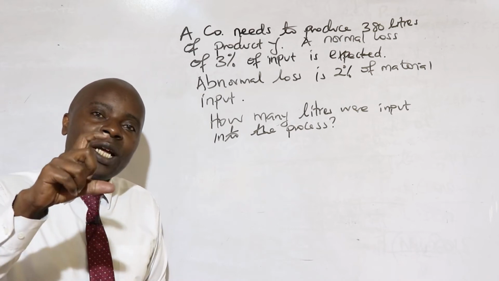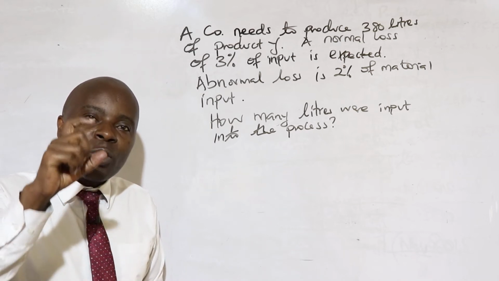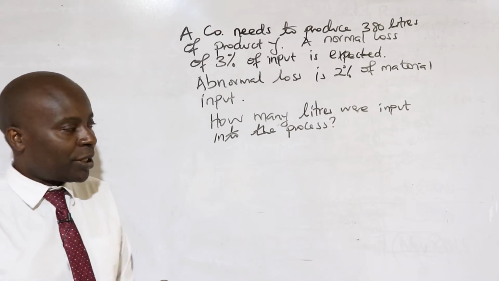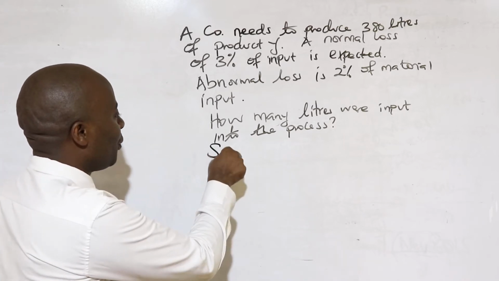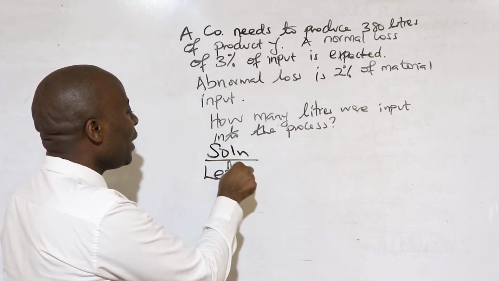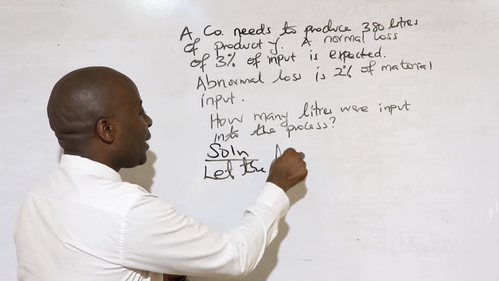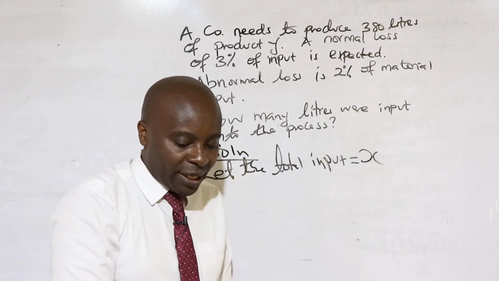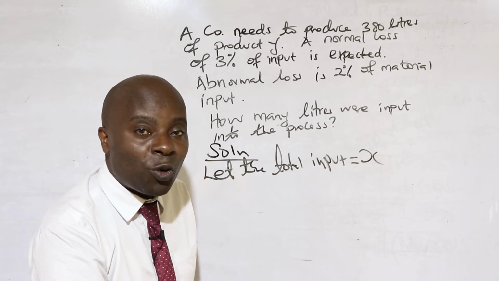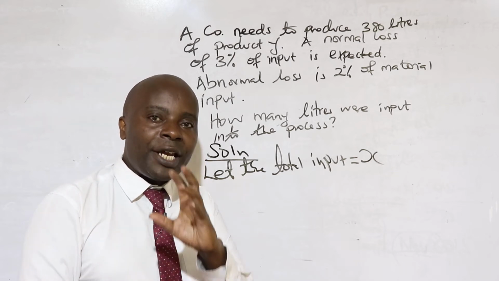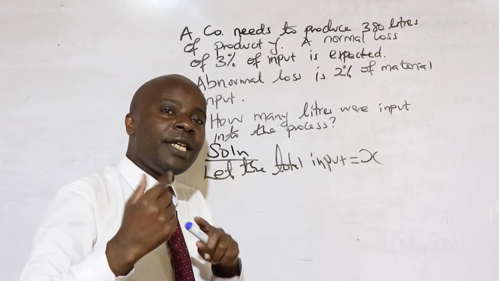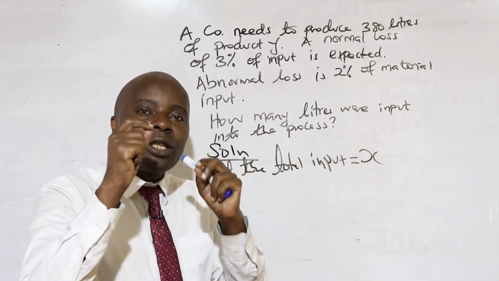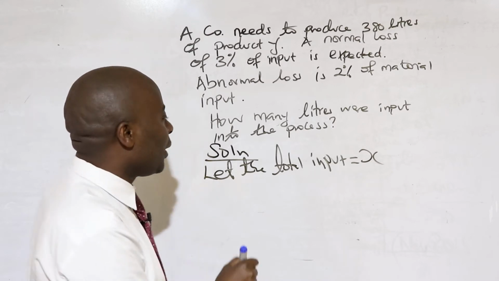So ladies and gentlemen, here we do not know the quantity of raw materials that came into our process. So we shall let the total input be equal to X. Now, having defined my input very well, the easiest way is to solve this using the throughput account.